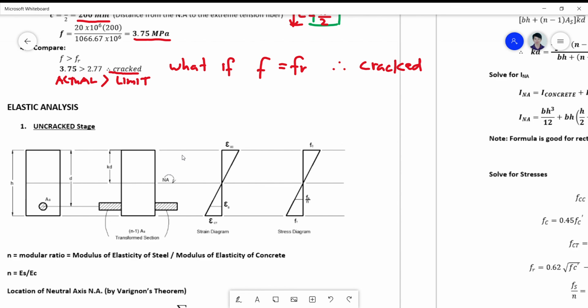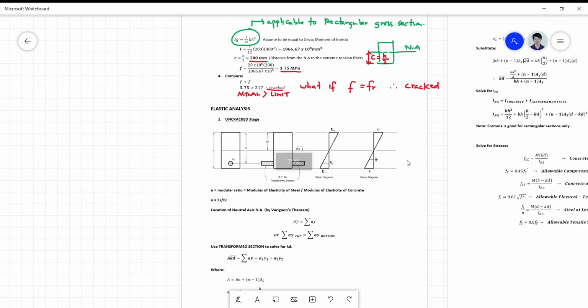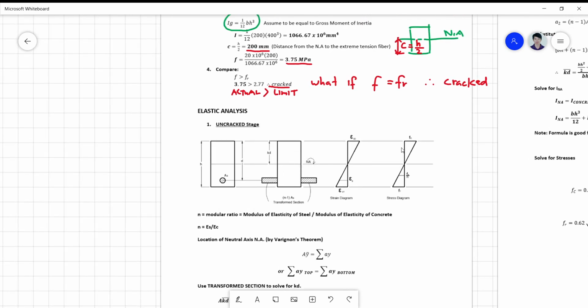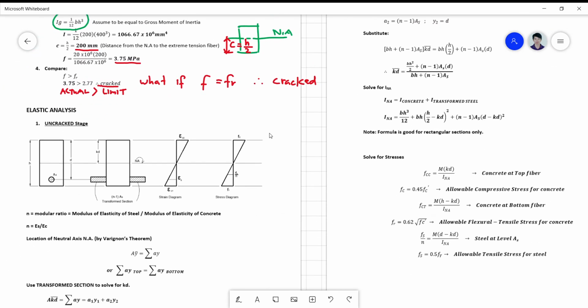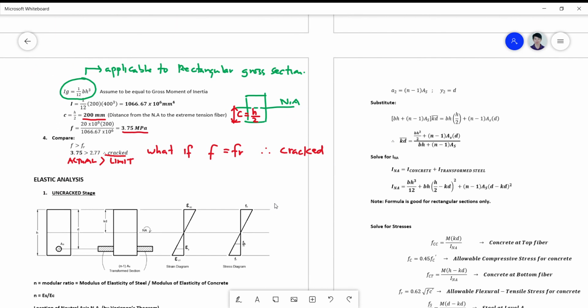Okay, so on the next video, I will be going to teach you how to do an exact analysis of the uncracked and the cracked stage after checking whether your beam has cracked or not. Okay, so this will be our next topic for the next video.